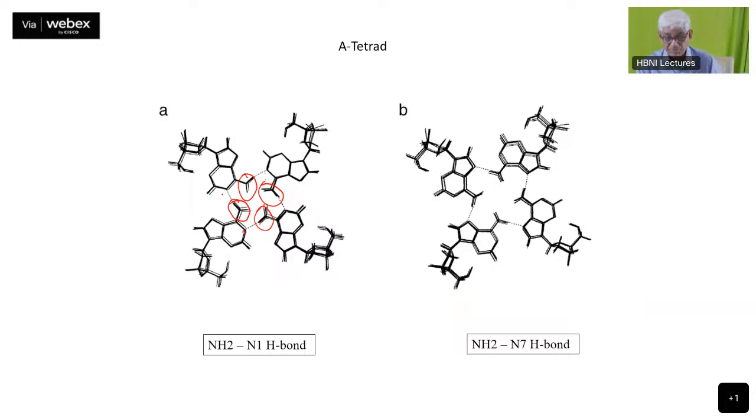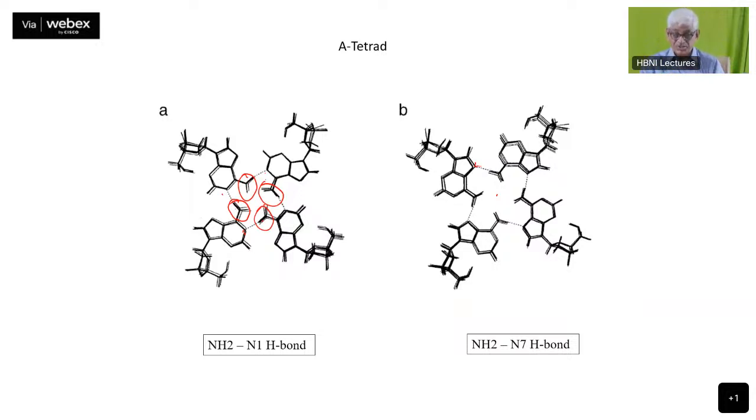There is an alternative way of forming the hydrogen bonds, and that is indicated here. Here the amino protons hydrogen bond to the N7. So this is the N7 position. This amino proton pair forms a hydrogen bond to the N7 of the other one. So symmetrically they are all placed here. This produces a larger hole here compared to the hole here, but still it is theoretically possible. So you can have both kinds of structures, NH2 to N1 hydrogen bond and NH2 to N7 hydrogen bond.